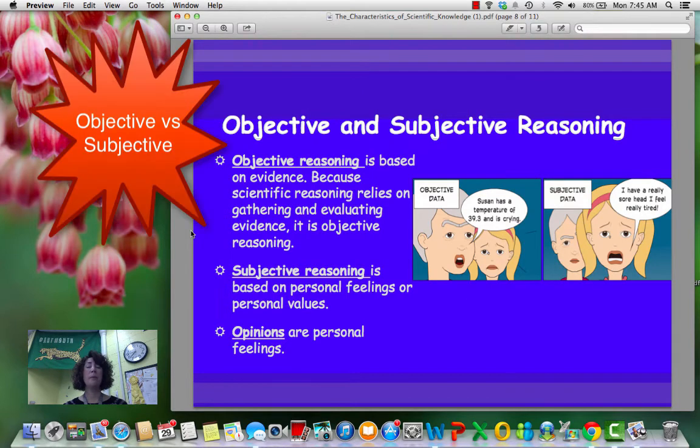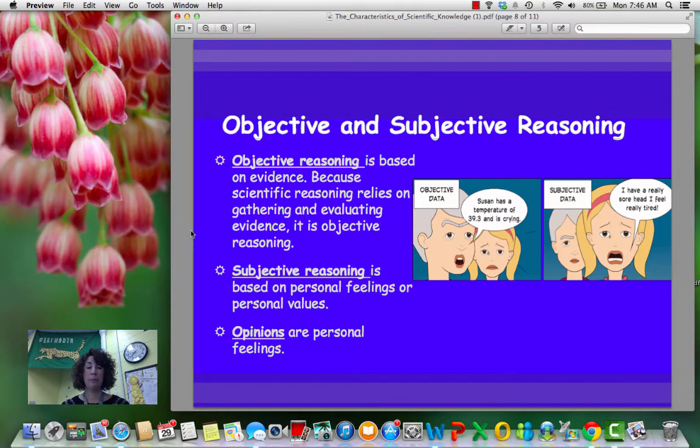Okay, so that brings us to objective versus subjective reasoning. Objective reasoning is based on evidence because, of course, scientific reasoning relies on gathering and evaluating evidence. Subjective is based on personal feelings and personal values. And so we try to keep subjective out of scientific investigations.